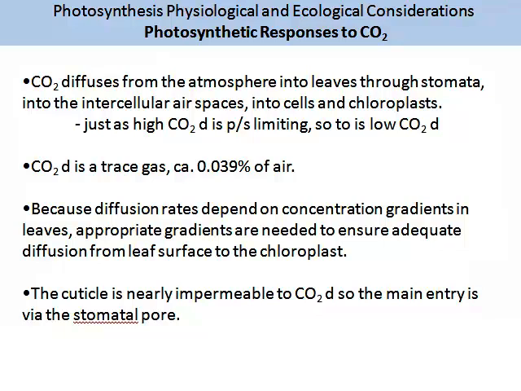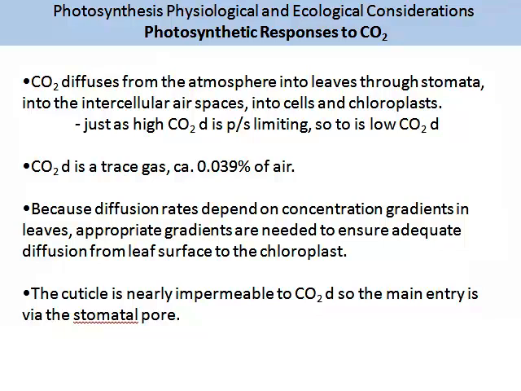CO2 diffuses, described here as CO2d, from the atmosphere into the leaves through the stomata into the intercellular air spaces, then into the cells and finally into the chloroplast. Just as high CO2 diffusion is photosynthetic limiting, so is low CO2 diffusion. CO2 is a trace gas with an approximate concentration of 0.039% of air.